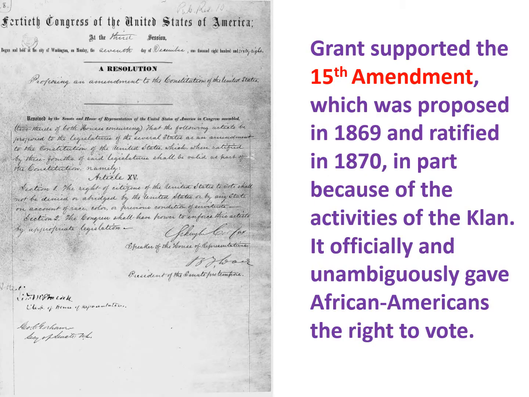As president, Grant supported the 15th Amendment, which was proposed in 1869 and ratified in 1870, in part because of the activities of the Klan. The 15th Amendment officially and unambiguously gave African Americans the right to vote. Clearly, they already had that right in things like the 14th Amendment, but this is just stating it more forcibly, and it's difficult to deny them the vote in any way with this amendment on the books.